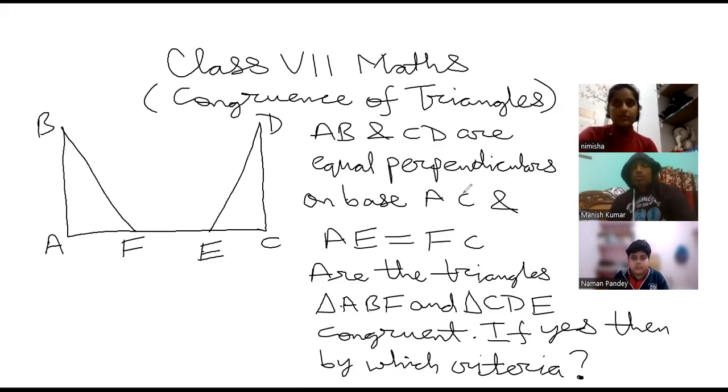Now see this question. The figure is visible to you on the board? Yes, sir. AB and CD are equal perpendiculars on the base AC. Okay, base is AC. And AE is equal to FC. Okay, sir. Are the triangles ABF and CDE congruent? If yes, then by which criteria? Can you solve this question?